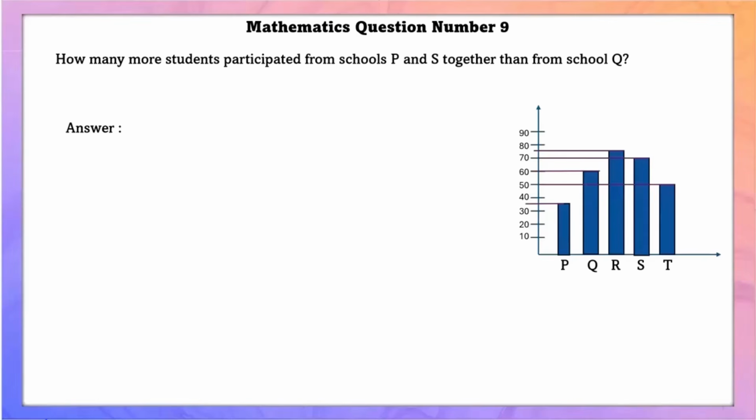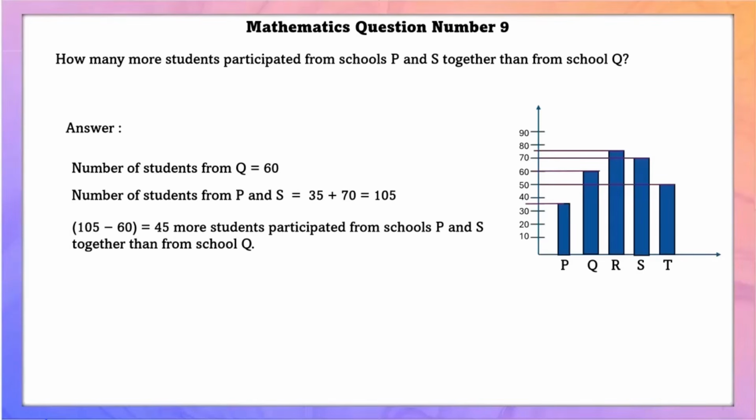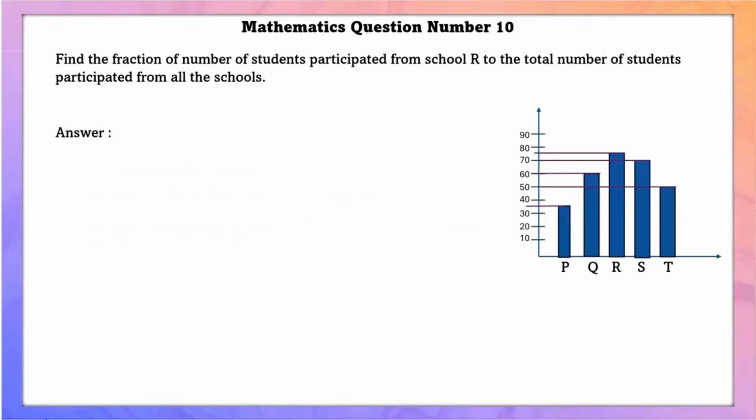How many more students participated from schools P and S together than from school Q? Number of students from school Q is 60. Number of students from P and S is equal to 105. Therefore, 45 more students participated from schools P and S together than from school Q.